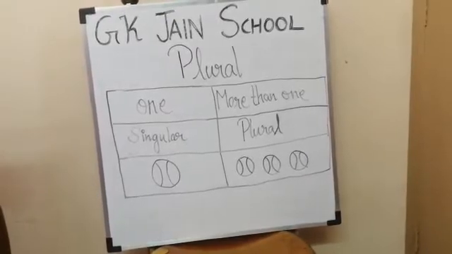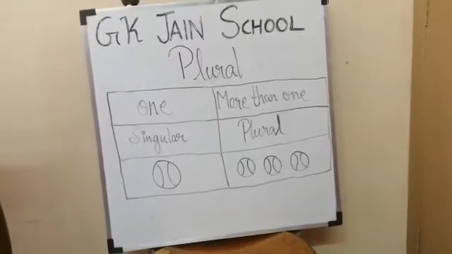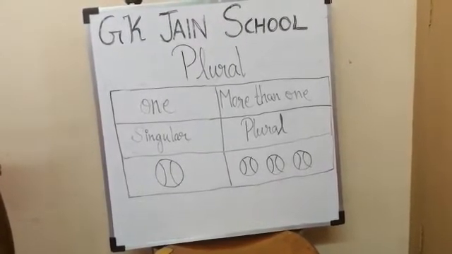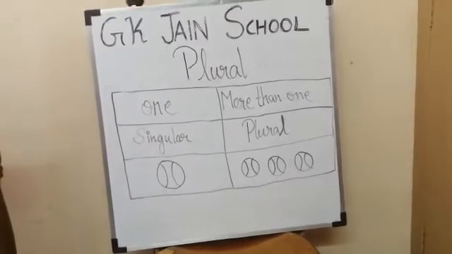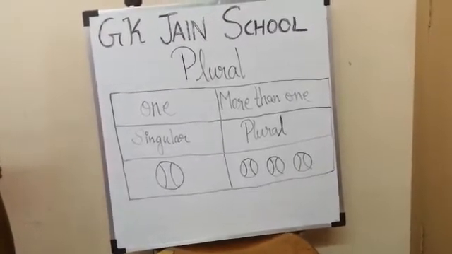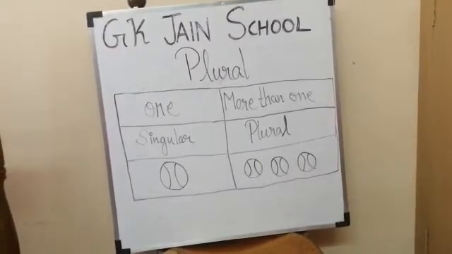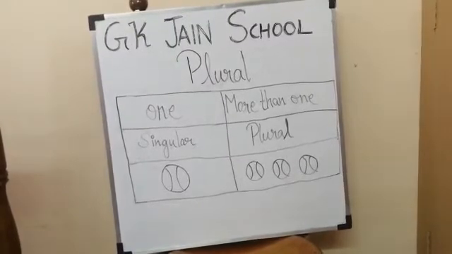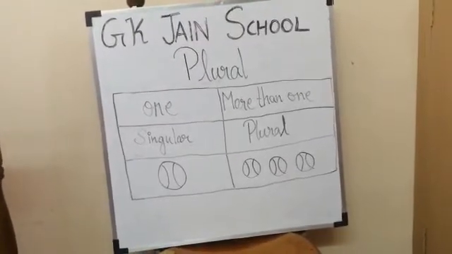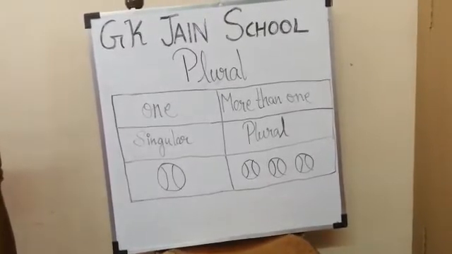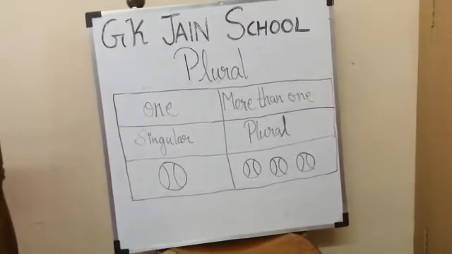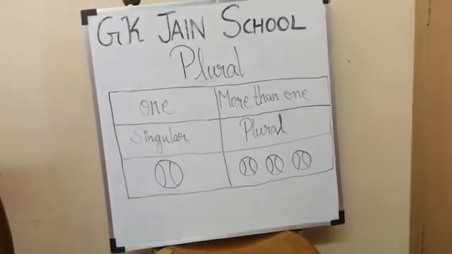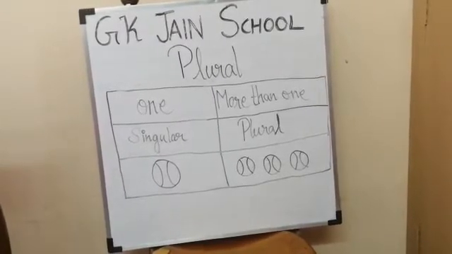Under singular, you can see only one ball. If there is only one object, one person, or one thing, it is called singular. Now, see under plural, how many balls are there? 1, 2, 3. Three balls. So here there is more than one ball, so it is called plural. More than one person or object or thing is called plural. We name it as a plural.